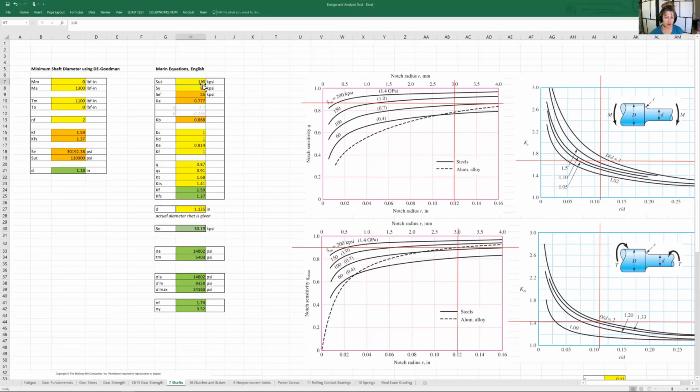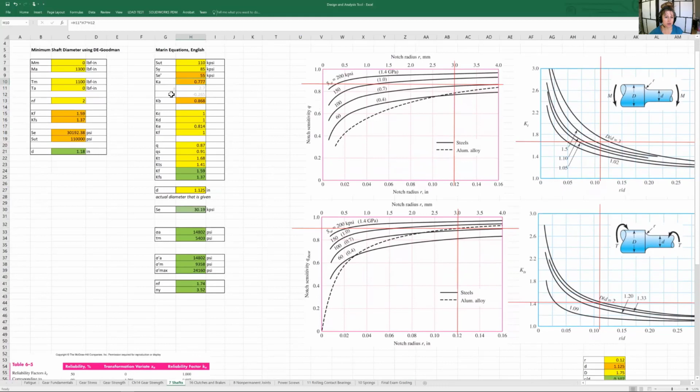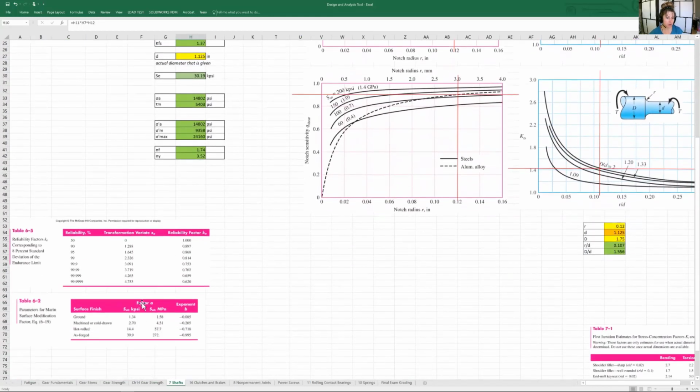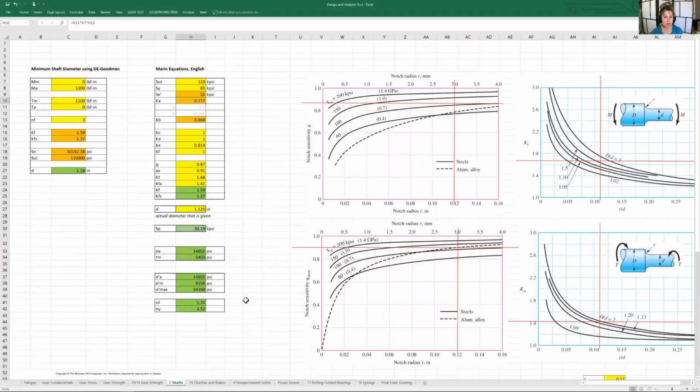So you'll see I've entered 110 KSI for the ultimate strength, 85 for the yield. SE primed is calculated automatically. Ka depends on the surface finish, and those factors, factor A and exponent B, are from table 6.2. You can spend the time to program these in and have an if surface finish is ground, then A is this, B is this. It's going to depend on your unit system. I just look at the chart and put the numbers in.